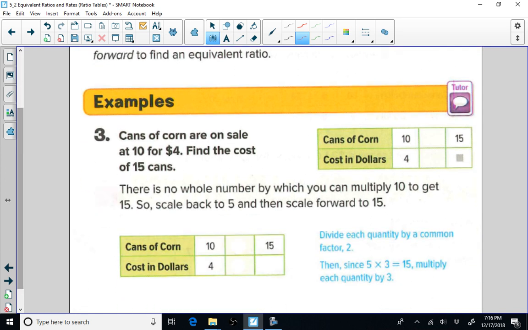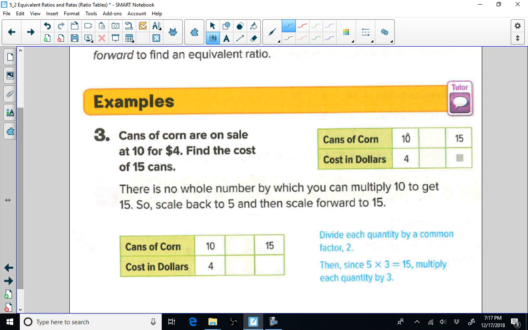Let's take a look at our first example. Cans of corn are on sale at 10 for $4. So here's my first ratio. 10 cans of corn for $4. Find the cost of 15 cans. Well, I can't go directly from 10 to 15, so I need a ratio in between.